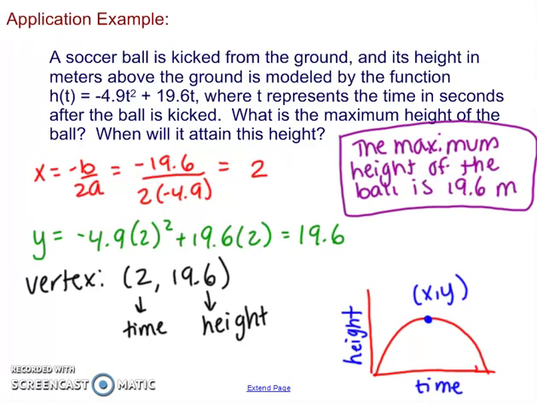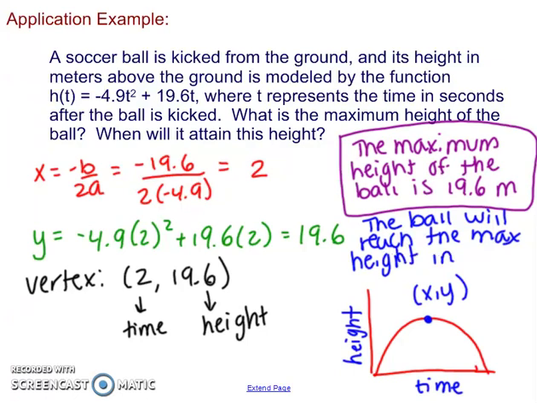And then it says, when will it attain this height? So the ball will reach the maximum height in 2 seconds. Okay, so again, make sure that you are labeling it with the proper units. So now our problem is complete. Okay, so the maximum height of the ball is 19.6 meters, and it reaches that height in 2 seconds.